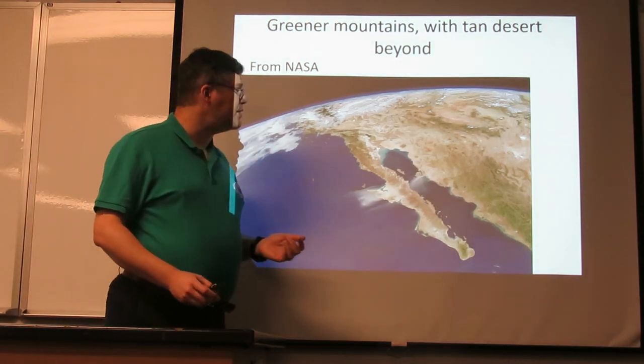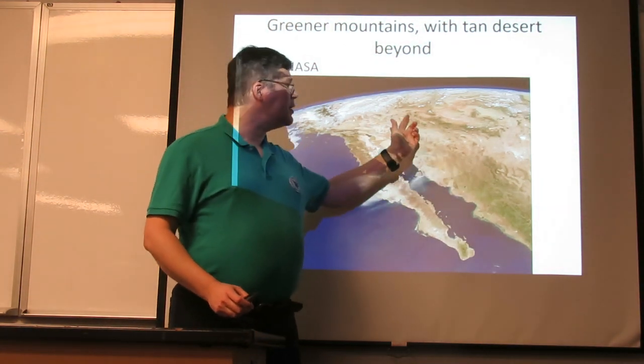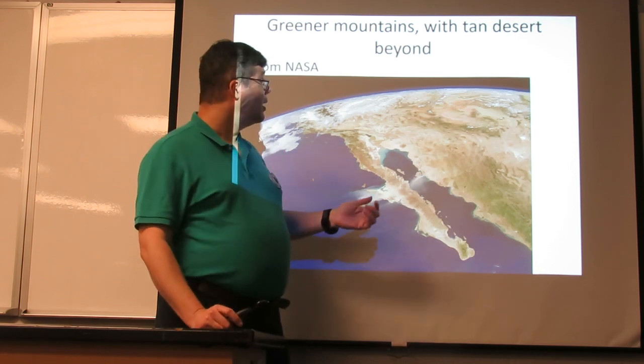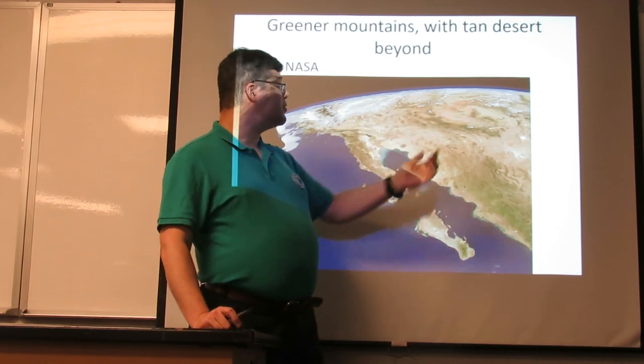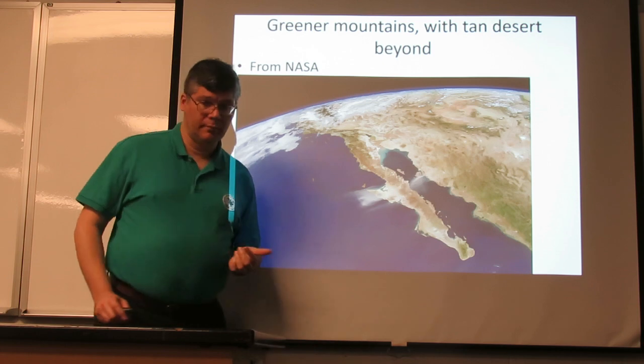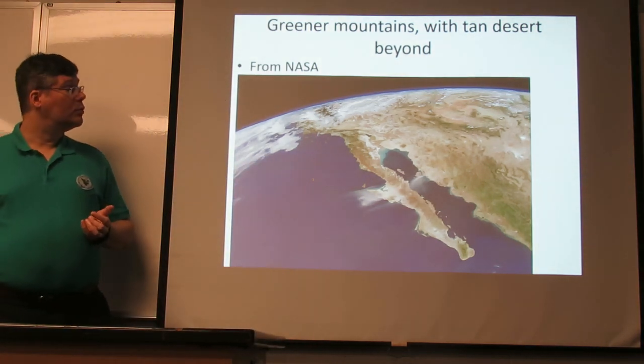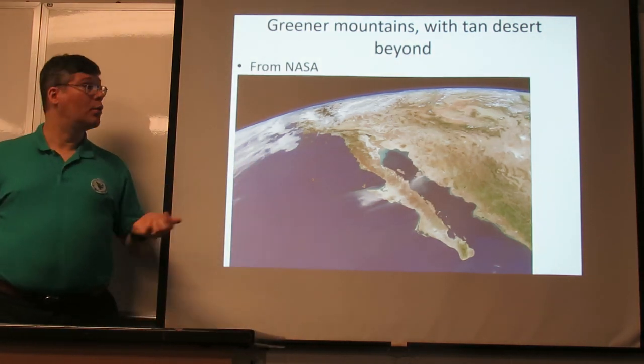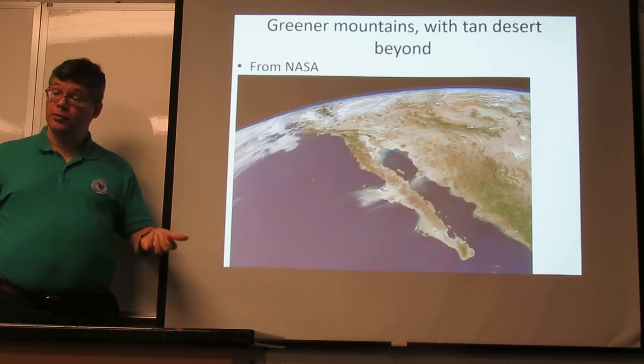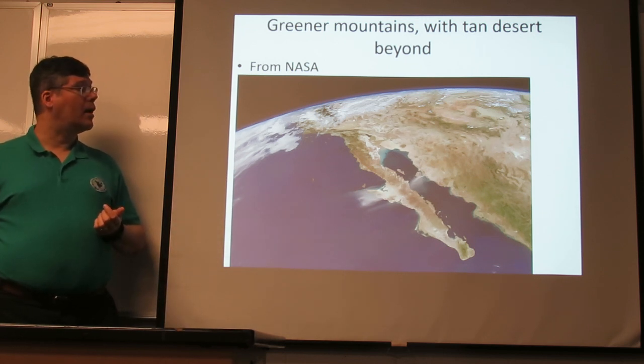Here's an example where you can see this. These greener bands in here are areas with mountains, and then more tan desert beyond. Orographic effect, we're getting the wet on the mountain, dry on beyond in the lowland.